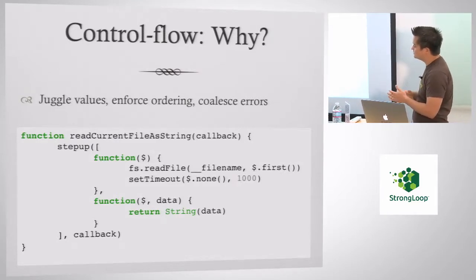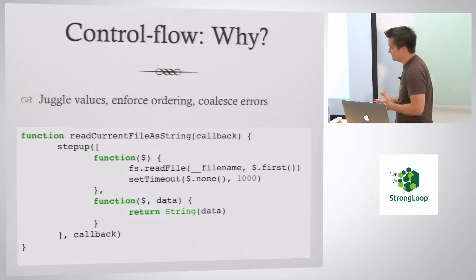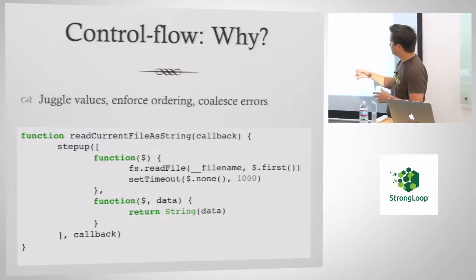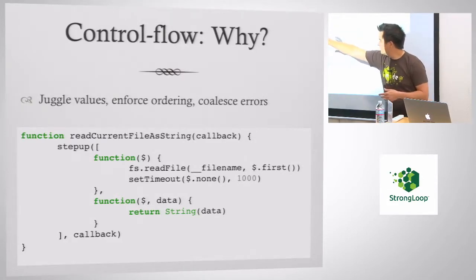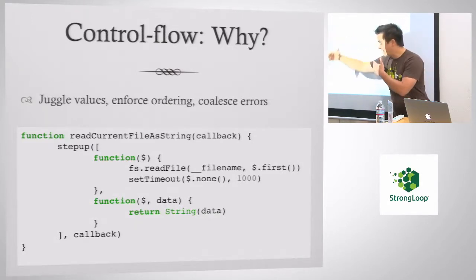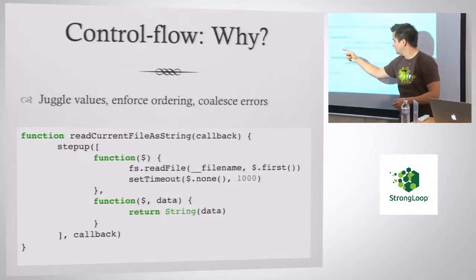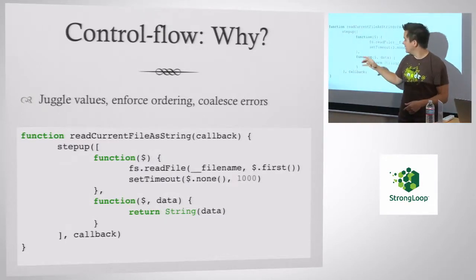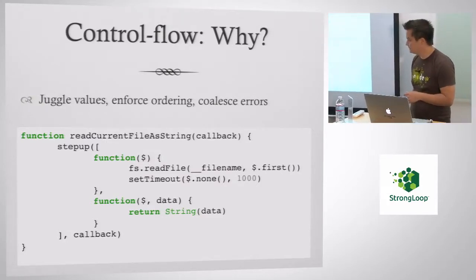When I say coalescing errors, what I essentially mean is letting the errors bubble, or passing the errors down the chain. So let's say this was not set timeout, but it was my own function. If that function threw an error, it would get caught here, or if it had an error after the tick, it would asynchronously catch that error and pass it not here, but down the line to the callback. So it would actually not call your next step if there was an error.